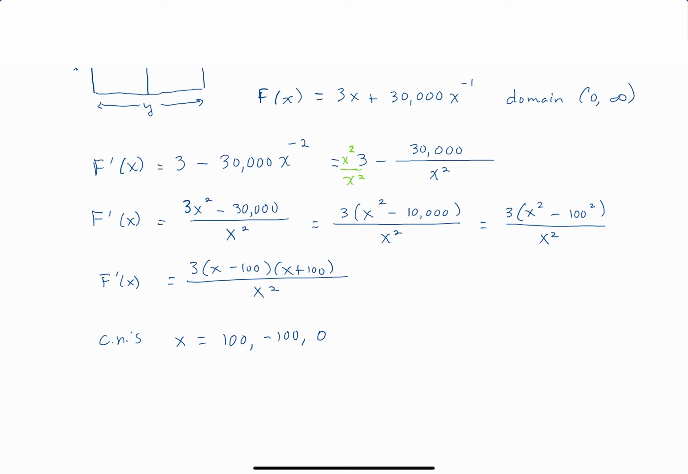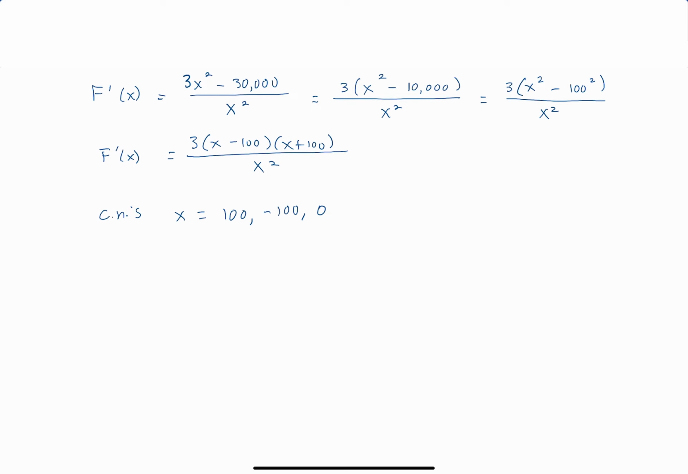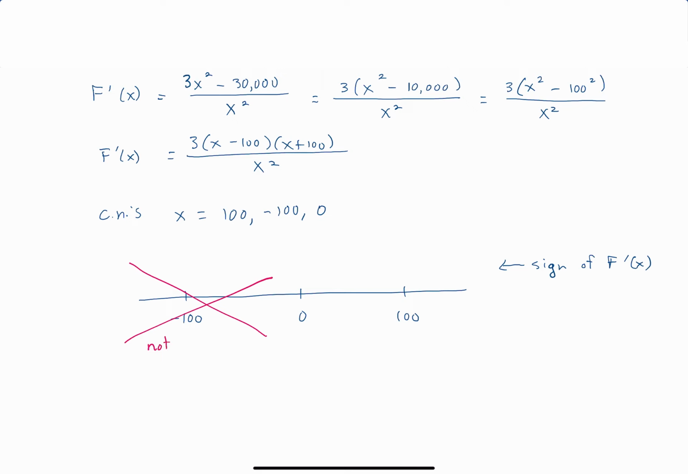So now I make a sign chart. I put my critical numbers in, and we're going to determine the sign of f prime of x in each interval. Except that this stuff is not in our domain. We said x cannot be negative. So we're just going to ignore that because we don't care what the function does over there because we can't use the function with a negative x.